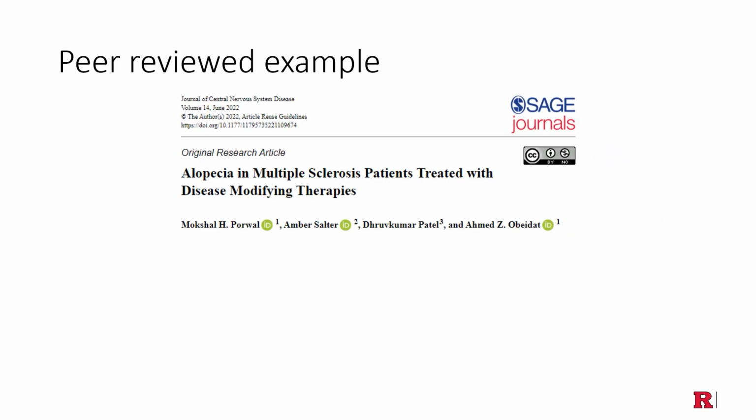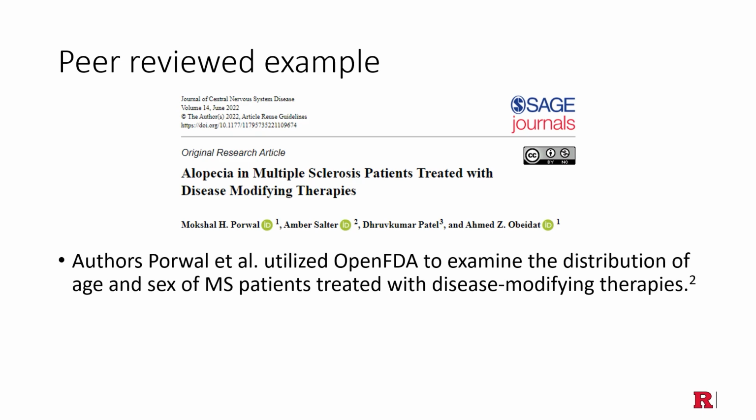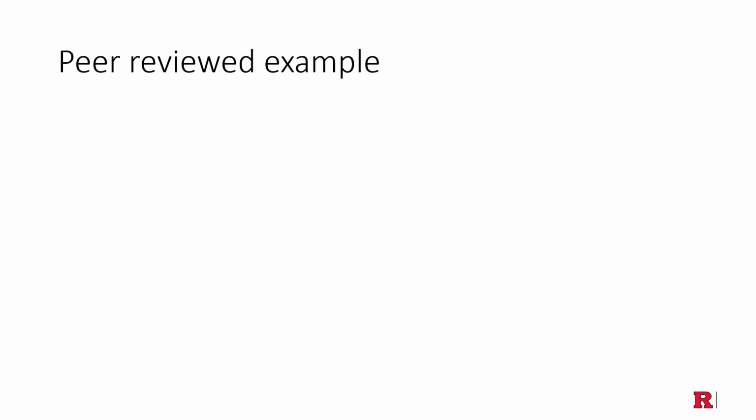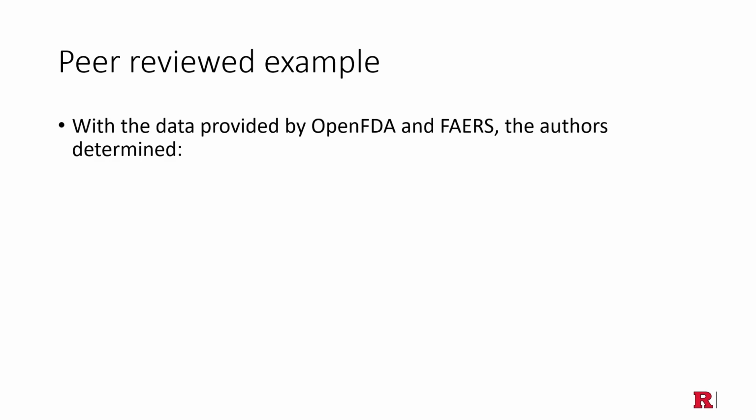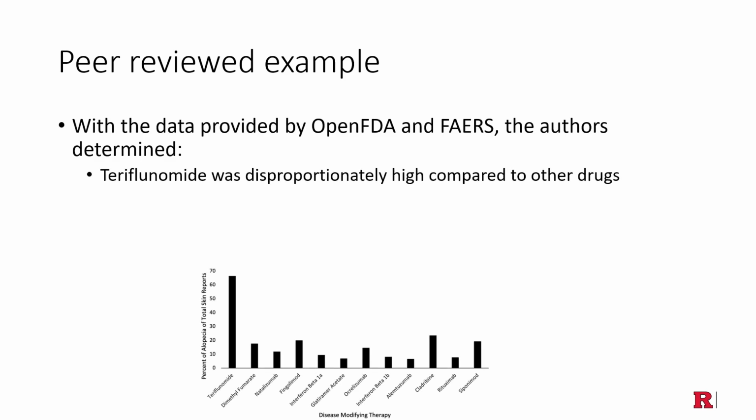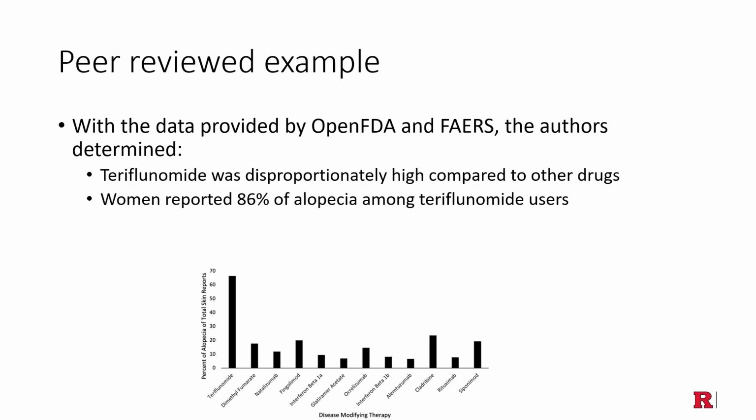Here is a great example of the use of OpenFDA found in PubMed. This is alopecia in multiple sclerosis patients treated with disease-modifying therapies. The authors utilized OpenFDA and FAERS to examine the distribution of age and sex of MS patients treated with disease-modifying therapies. Using data provided by OpenFDA and FAERS, the authors found that teriflunomide was disproportionately high compared to other drugs causing alopecia. Women reported 86% of alopecia among teriflunomide users, and younger people were more likely to report alopecia, particularly people in their 40s.